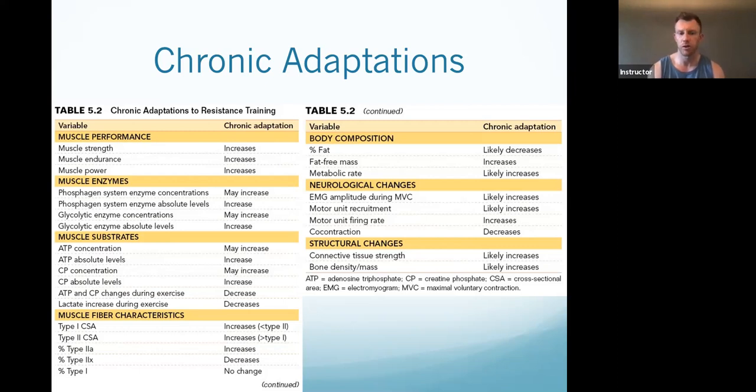The enzymes that your muscle uses will probably increase. So the muscle gets more efficient at the chemical reactions you're trying to do in order to perform the exercises and generate force. The substrates that are there also matter. So ATP might increase, and creatine phosphate concentrations. How much is there? Again, you want those to increase. That's going to provide you with more energy, and with more energy you should be able to move more force or more weight. Your muscle fiber characteristics can change more, depending on how you train.